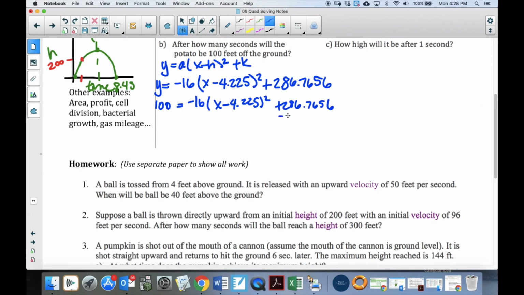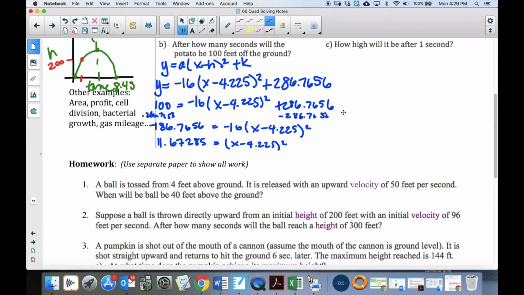So I need to subtract that 286.7656 from both sides. So I have a negative 186.7656. And then I have that negative 186, but I need to divide it by 16. So I'm going to divide by 16 on both sides. And when I do that, I get a positive 11.67285. So I'm not rounding it yet. I'm going to round at the very end. Next step, as you look at this, we're going to need to take the square root of both sides. So let's go ahead and do that.